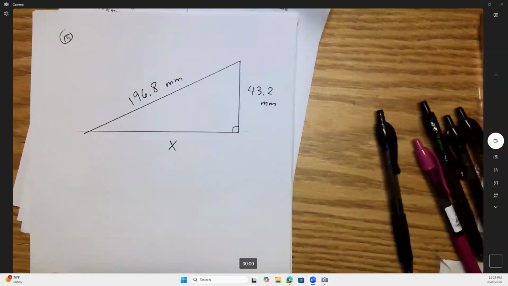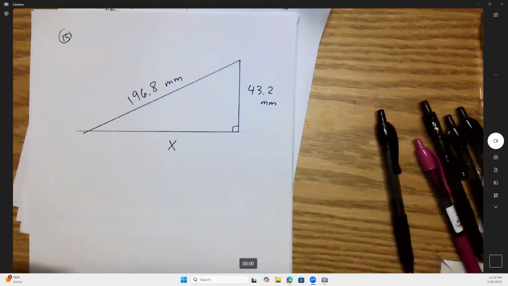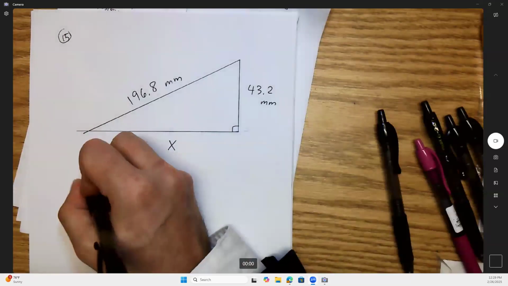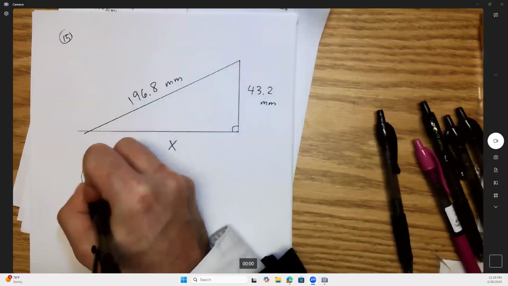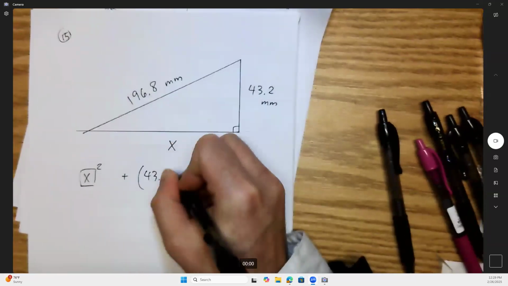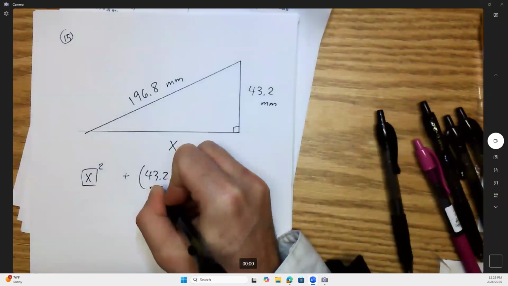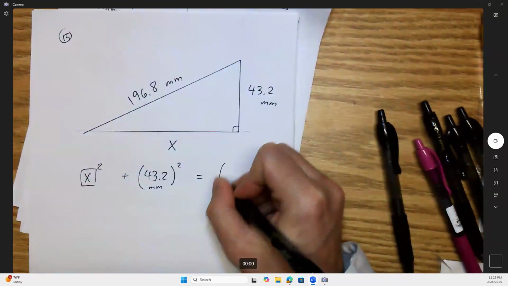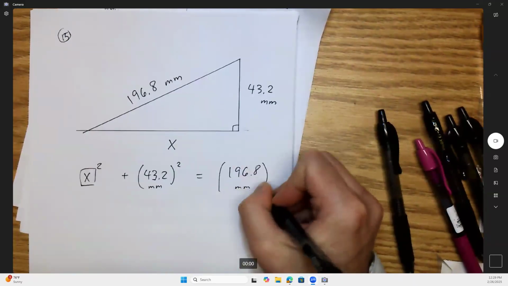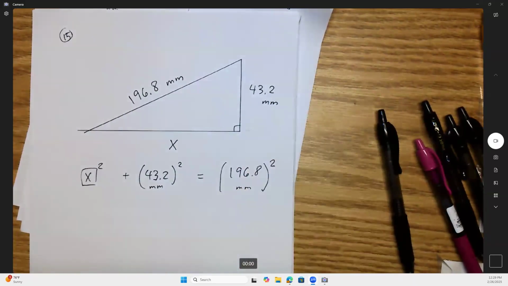Okay. Now, what process? How would you solve for x? Using what? Pythagorean theorem. That's right, Pythagorean theorem. We can say x squared, we're solving for x squared plus 43.2 squared, you guys know it's millimeters, equals 196.8. That's millimeters also being squared. Okay, just like that. Is that true?